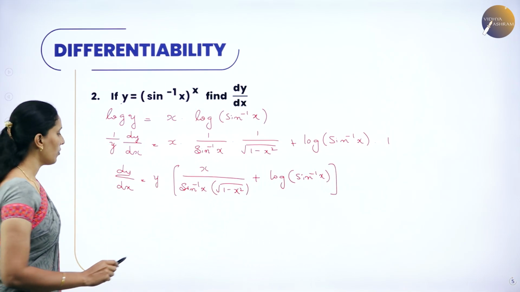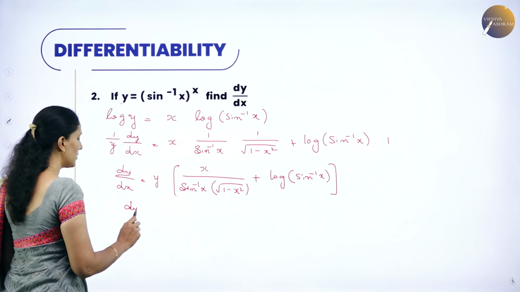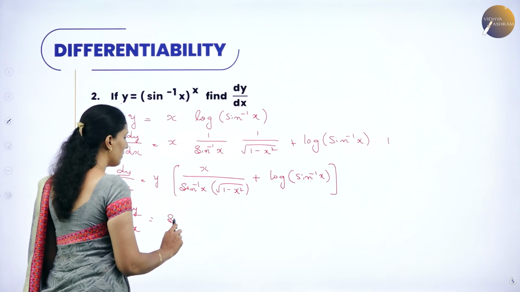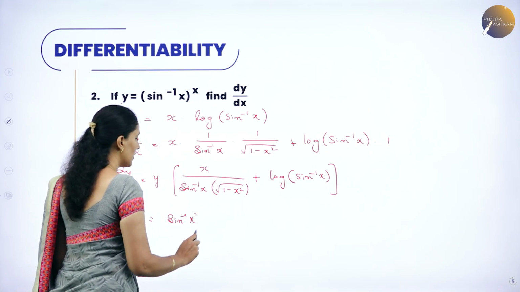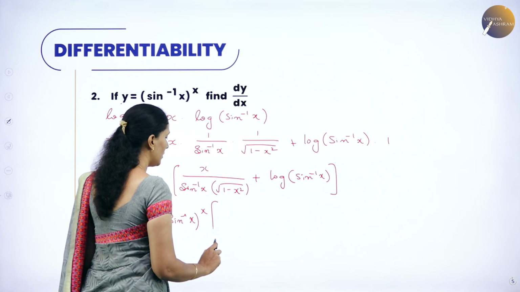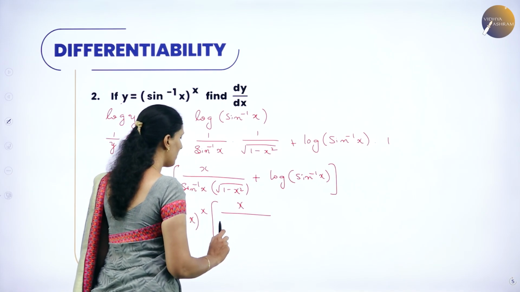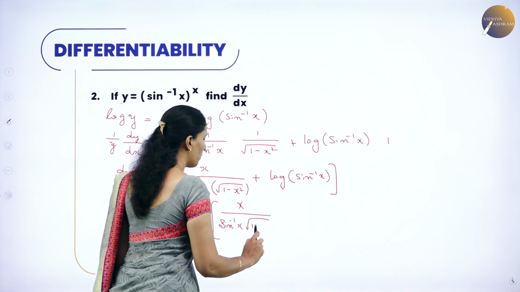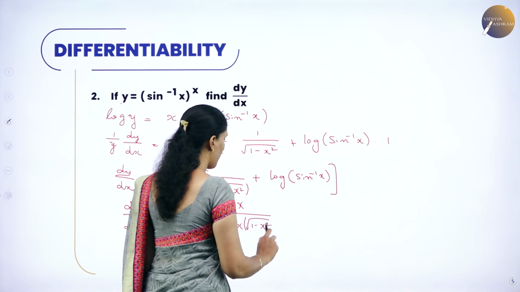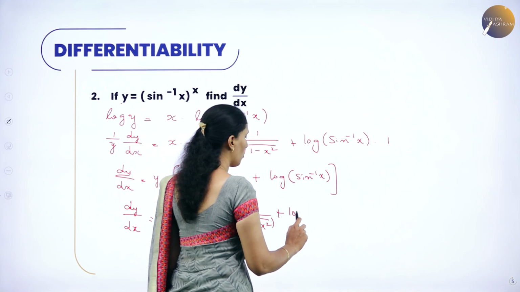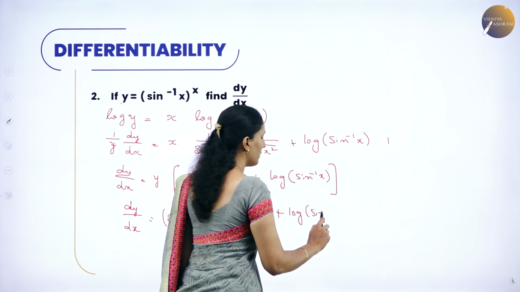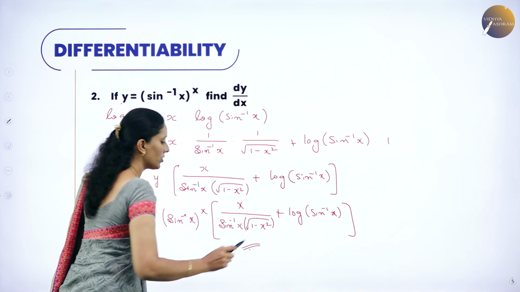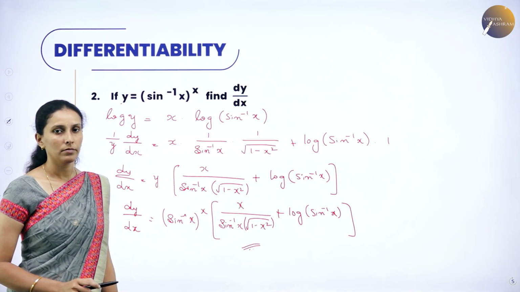So replace the value of y which we have taken. So dy by dx is equal to (sin inverse x)^x into [x divided by (sin inverse x times root of 1 minus x square) plus log of sin inverse x]. So this is the derivative of the given function.